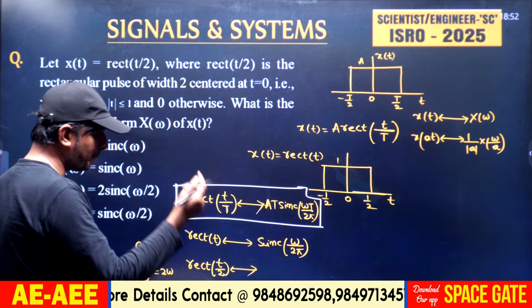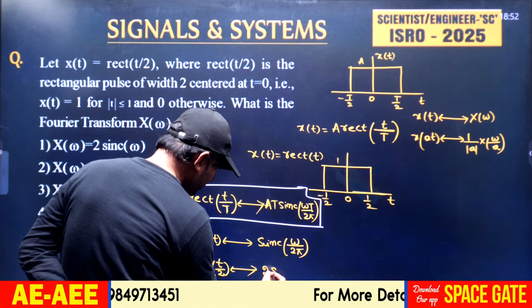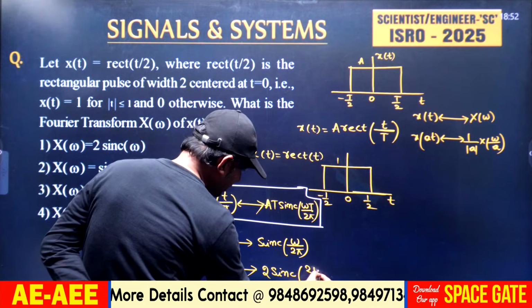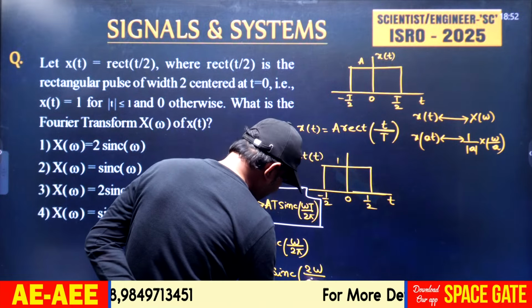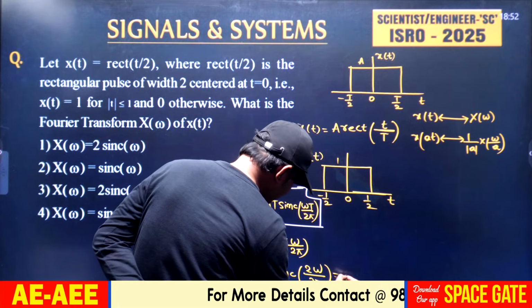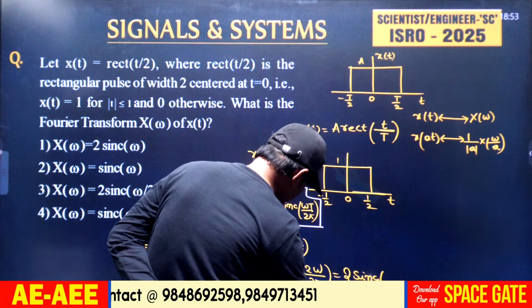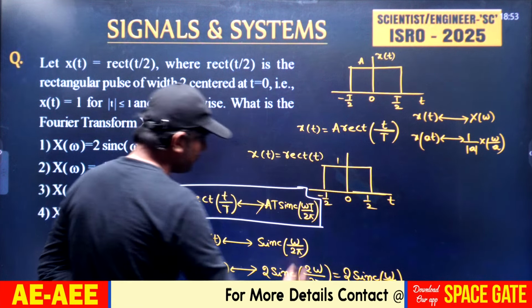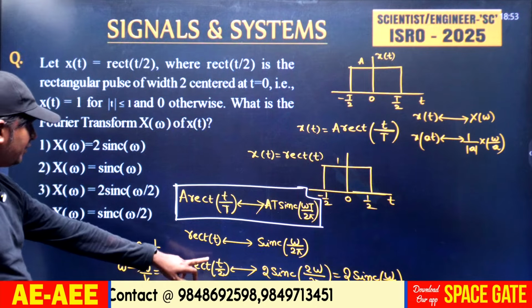So wherever you have omega, replace it with 2 omega. According to the property, 1 by a will come. 1 by a means 1 by 1 by 2, that is 2, times sinc of 2 omega by 2 pi, or this is 2 sinc of omega by pi. So this must be the Fourier transform of rect of t by 2.